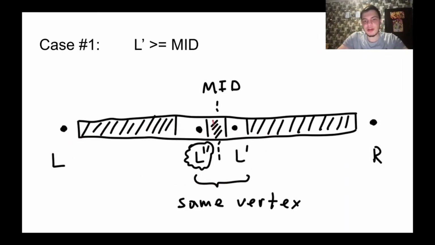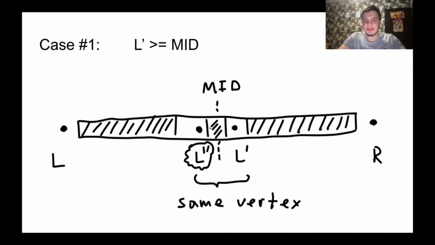What we are going to do is find the symmetry at the middle of L prime, and we'll call this vertex L second. What we can prove is that L second and L prime will represent the same vertex. This is because we did the centering in the middle of the large palindrome, which means that the string from L second plus 1 to L prime minus 1 is also a palindrome, because it's centered again at mid and it has the same number of characters to the left and to the right.